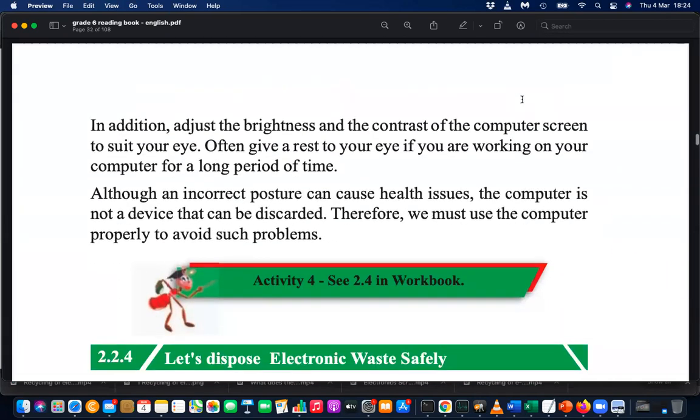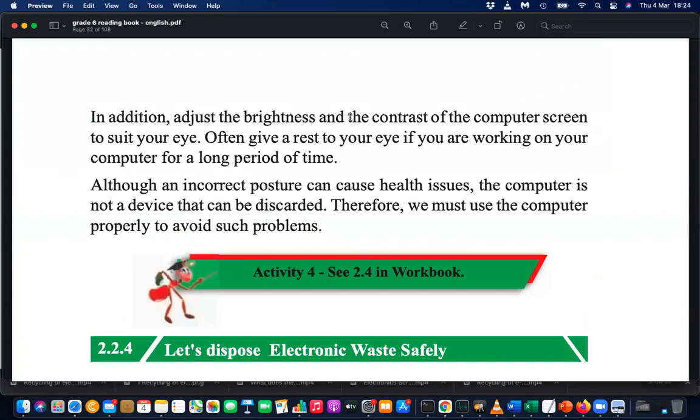Okay, so then in addition to this, adjust brightness and contrast of the computer screen which suit to your eye. Don't make it too bright. If you make your screen too bright, again it's not good for your eye. If you make it too dark, again it's not good. So always you have to be in the middle, not too dark, not too light.